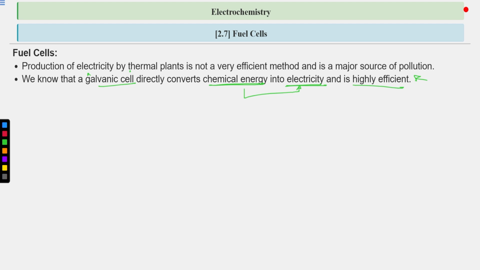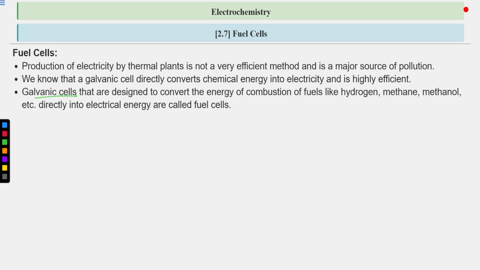So, galvanic cells that are designed to convert the energy of the combustion of fuels like hydrogen, methane, methanol, etc. directly into electrical energy are called fuel cells. Those galvanic cells that are designed to convert the energy of combustion of fuels. So we particularly design some galvanic cells for converting the energy of combustion of fuels.